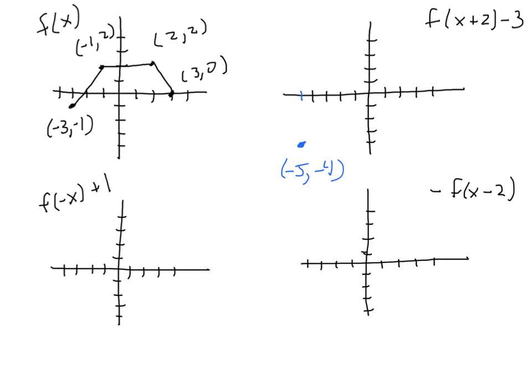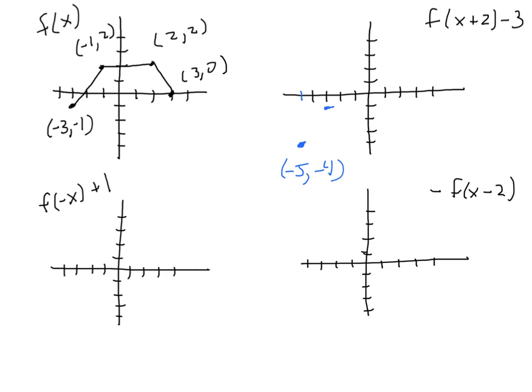The next point I have is -1, 2. With the transformation, the plus 2 is going to be to the left 2 units. So I'm going to move it to the left 2 units, and then I'm going to go down 3 units. When I shift it down 3 units, I'm going to be at the point -3, -1. And so I'll put a dot at the point -3, -1.